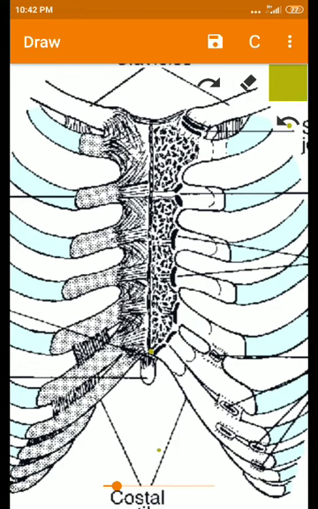Now, another important joint. Here the sternum also forms a joint with the clavicle, called the sternoclavicular joint. We are not worried about the sternoclavicular joint because that joint comes under the upper limb. So we are not dealing with this joint here.